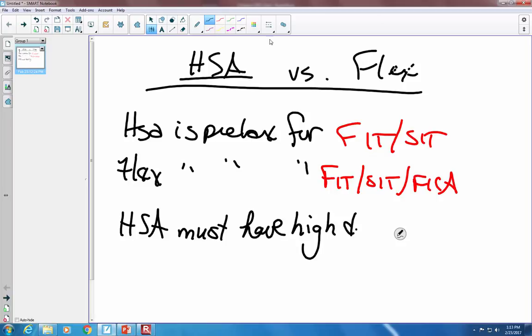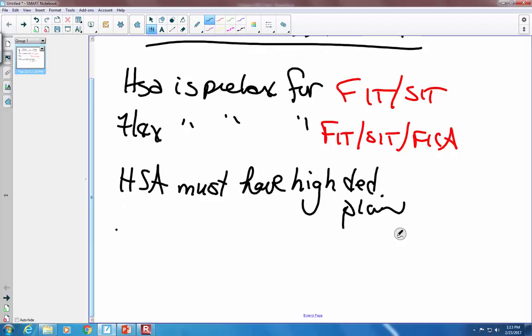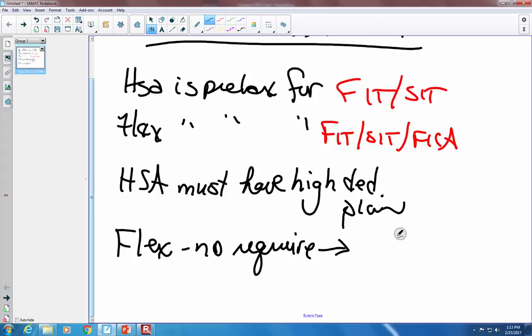A high deductible plan has different amounts based upon if you're single versus you're a family. Okay? With the flex, there are no requirements on what kind of plan you have. Okay?